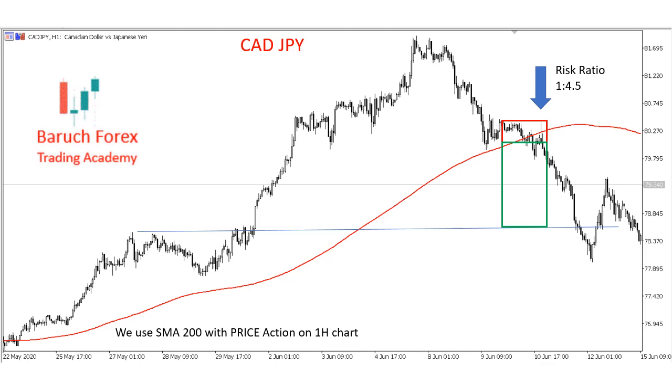see the pin bar here, pin bar, and if I were to take the risk, so this will be my loss. Okay, my loss compared to if the trade went in the same direction that I was expecting, so I can make a good profit here. So it is like a 1 to 4.5 risk ratio.